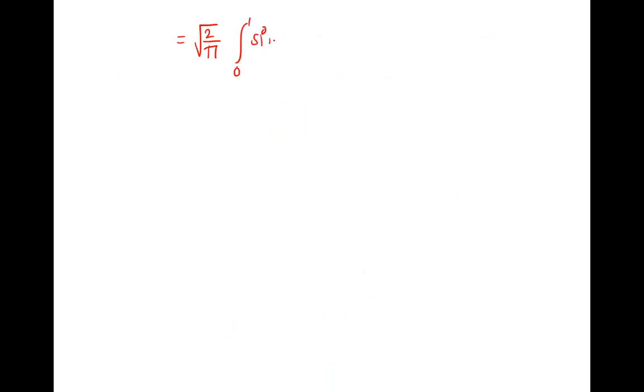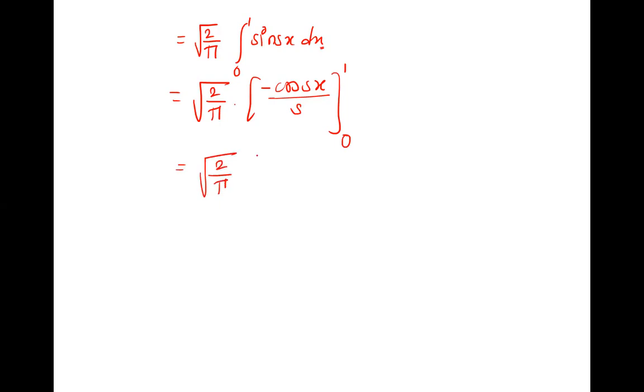integration sine sx dx is there, which is minus cos sx upon s. Is this correct? Because it is with respect to x, so the constant is s. So upon s, and from 0 to 1. And you are writing the upper and lower limits for what? For x, right?